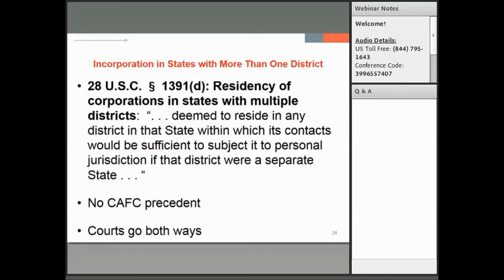Another tricky question is what happens when the state of incorporation has multiple jurisdictions. Many states have multiple districts: Texas, New York, California, Illinois, Michigan, Florida, etc. And there's really no Federal Circuit precedent here. Courts have gone both ways on this issue. Some have determined that venue is appropriate in any district in the state of incorporation. Others have found venue appropriate only in the district where the principal place of business is located. This issue, I believe, will really depend on the regional law of the jurisdiction. So if you encounter this scenario, you really have to look at what's happening locally.